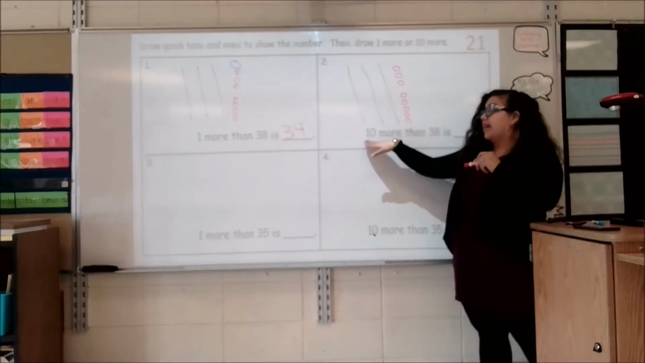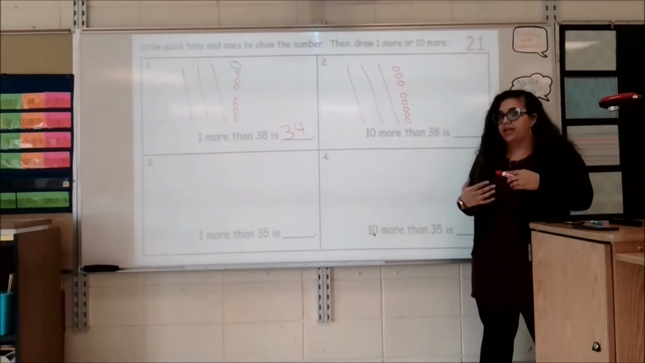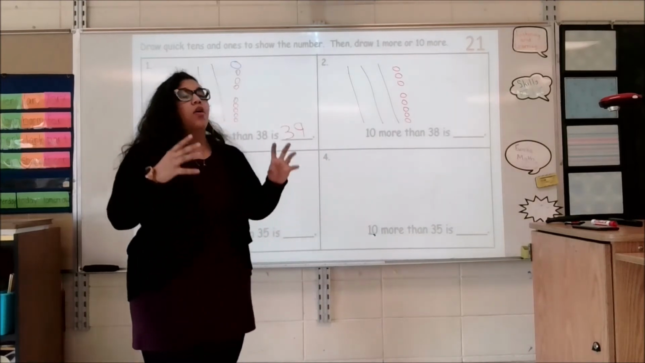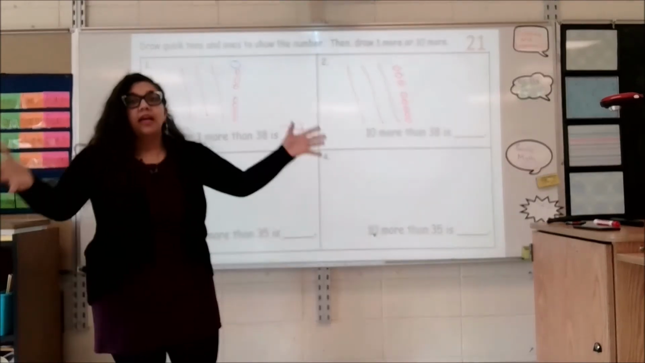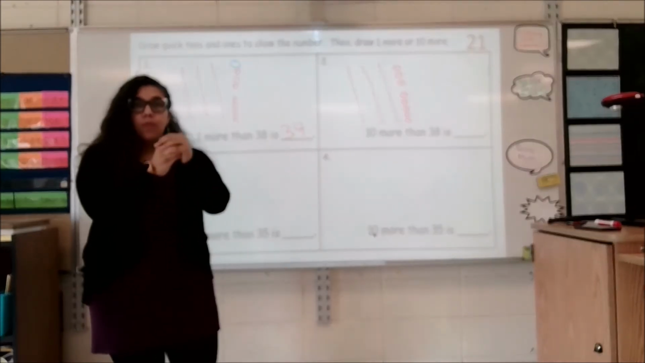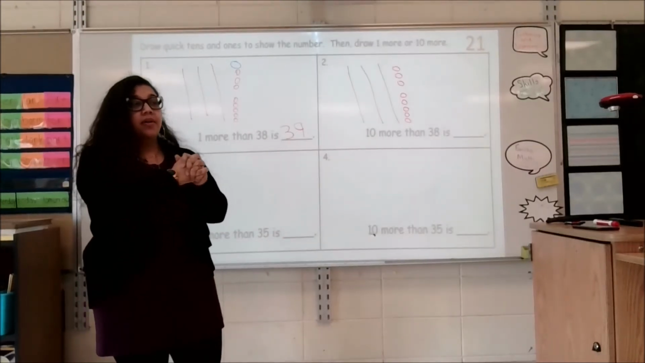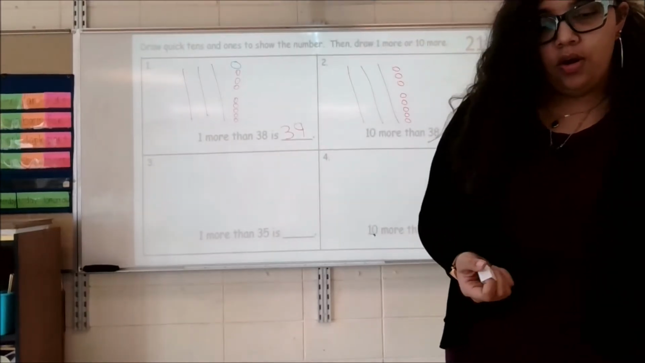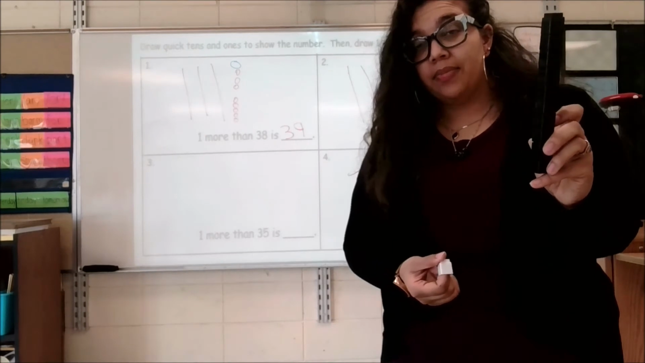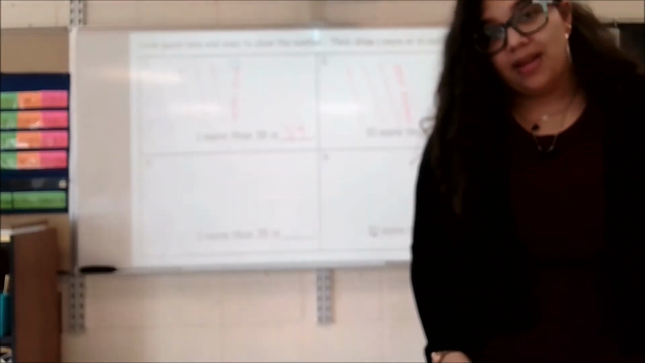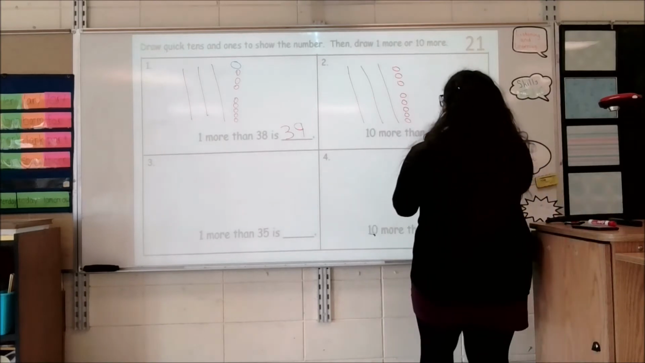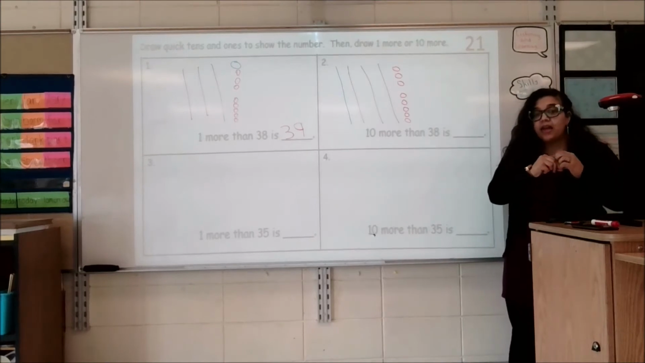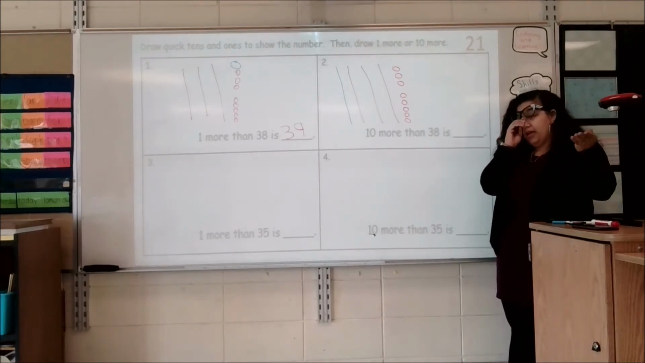Okay. 10 more than 38 is blank. So if I've drawn the 38, and now I'm saying 10 more. More means add. If I have 10 more, my group is getting bigger. But if it's 10 more, do I need to draw a 1 or a group of 10? I need to draw a group of 10 because it is 10 more. So that means a group of 10. 10 more than 38 is blank.